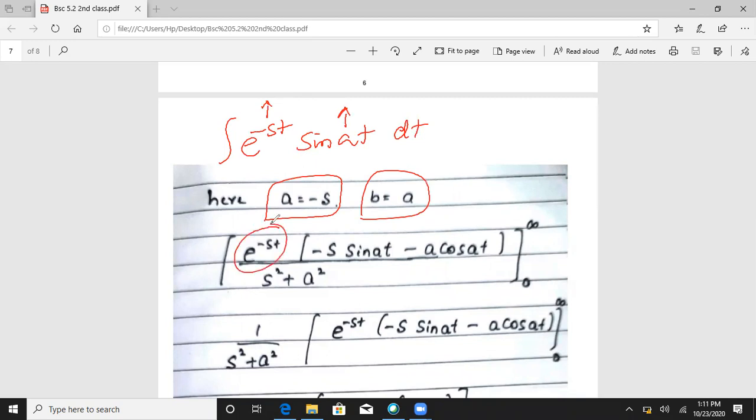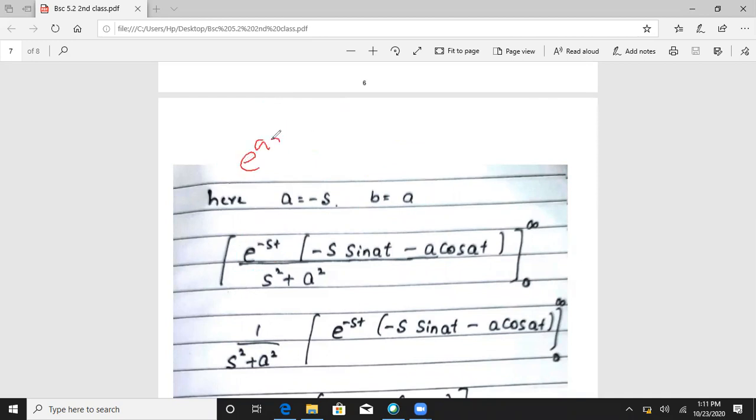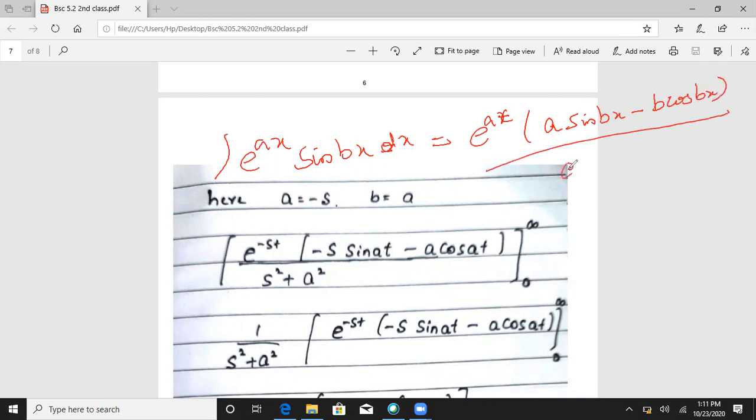Let the function again be e to the power ax sin bx. The integral is equal to e to the power ax, a into sin bx minus b into cos bx, divided by a square plus b square. Instead of writing a, we will write minus s. Instead of writing b, we will write a here.